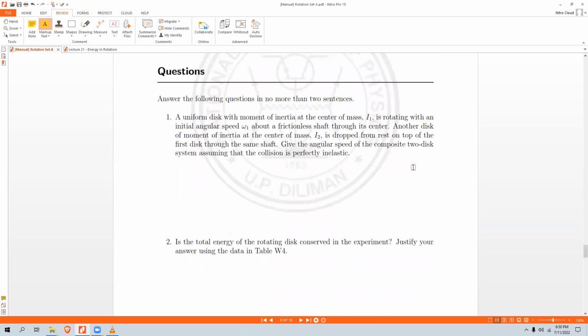First question: a uniform disk with moment of inertia at the center of mass I1 is rotating with an initial angular speed omega 1 about a frictionless shaft through its center. Another disk of moment of inertia at the center of mass I2 is dropped from rest on top of the first disk through the same shaft. Give the angular speed of the composite two-disk system, assuming that the collision is perfectly inelastic. Here you'll have to derive a formula. Just to recall, we have a perfectly inelastic collision, so you'll have to recall what a perfectly inelastic collision means when you are dealing with conservation laws. As a hint, what happens in the conservation of linear momentum for a perfectly inelastic collision is basically the same as what happens for the conservation of angular momentum.